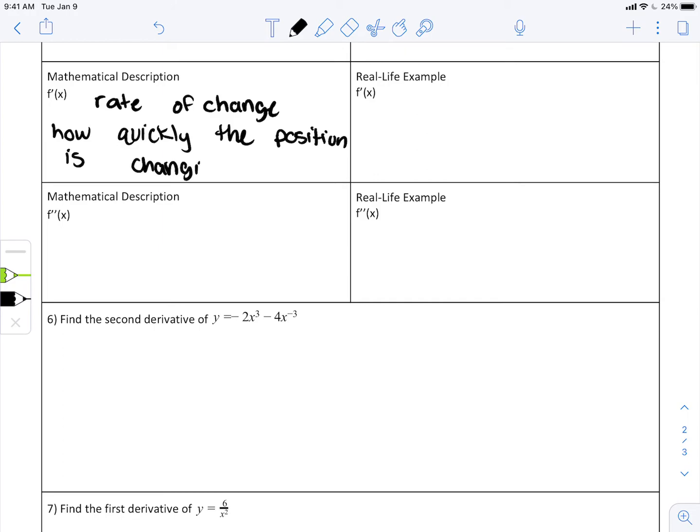Now, if we think about this in our real life example, we think about our change in position or distance. I'm going to use delta to represent change. Our change in distance over our change in time. You are probably more familiar with this as speed. So for instance, if you go 60 miles in 1 hour, your distance changed is 60 miles in that 1 hour. So this represents how fast you are going.